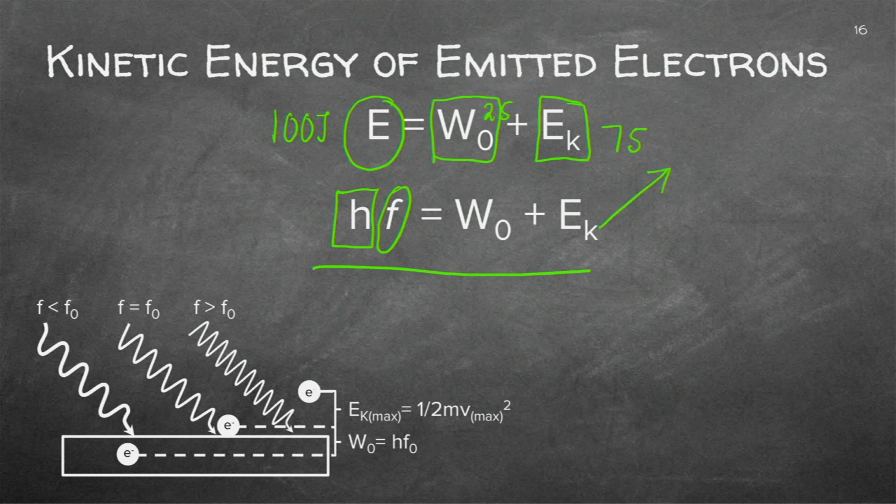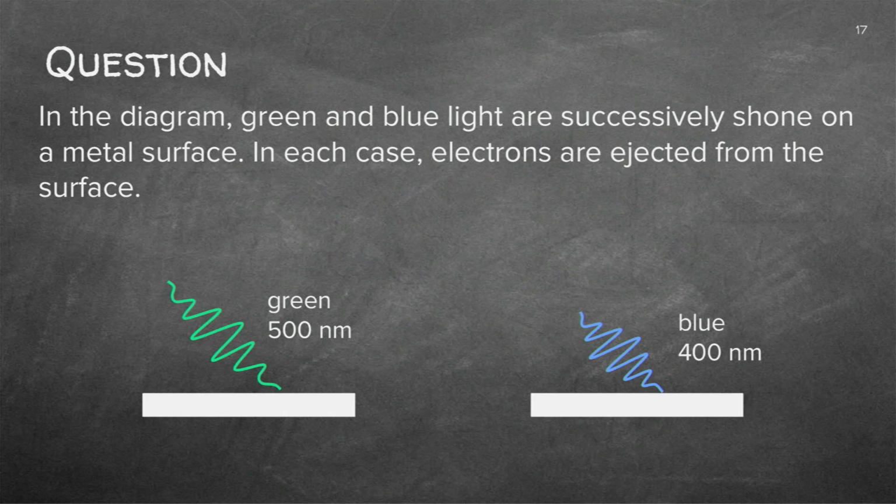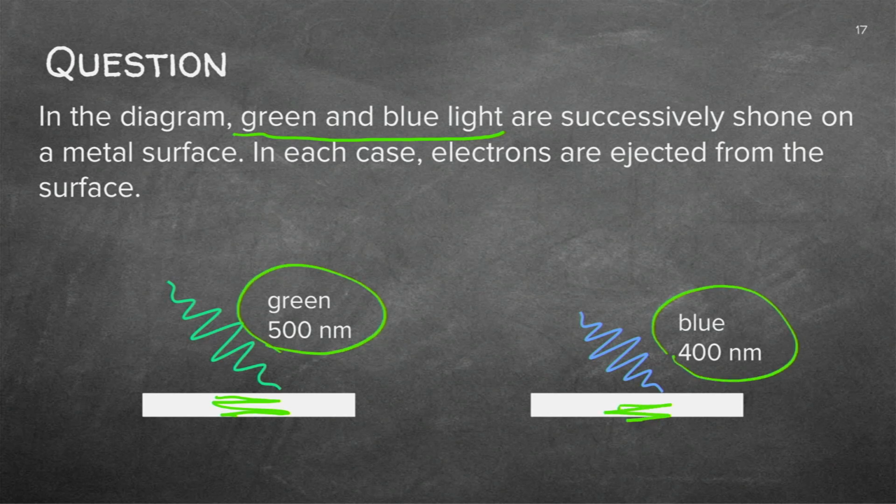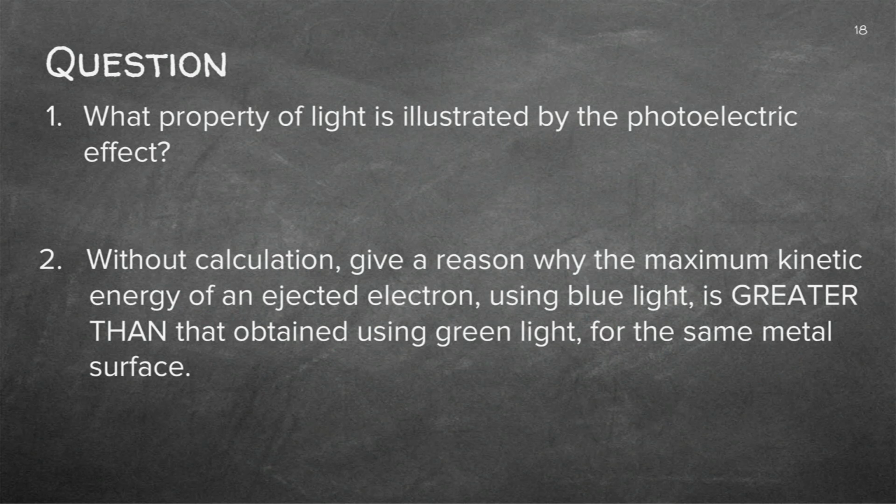So it's important that you've got this equation with the specific areas that you are going to apply it with. A question that they ask of me is that I've got green and blue light on a metal surface. So I've got this metal here, green light with that wavelength, blue with that wavelength, and they tell me electrons are ejected. The question, always first a theory question: what is the property of light illustrated by the photoelectric effect?